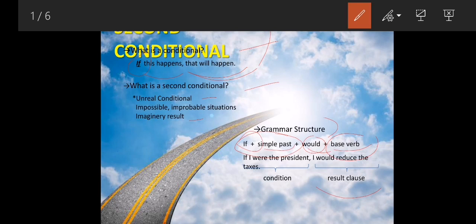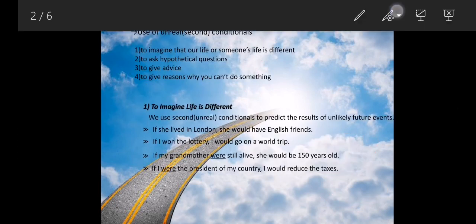Let's look at this example. If I were the president, I would reduce the taxes. In this sentence, the if clause is with simple past and the main clause is with would plus base form or infinitive form of the verb, okay?